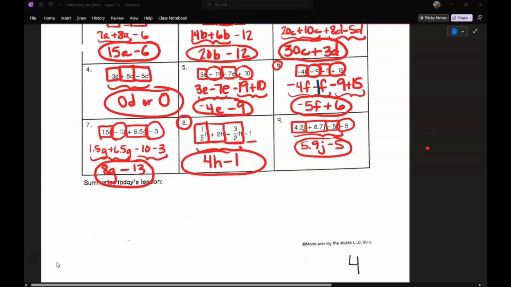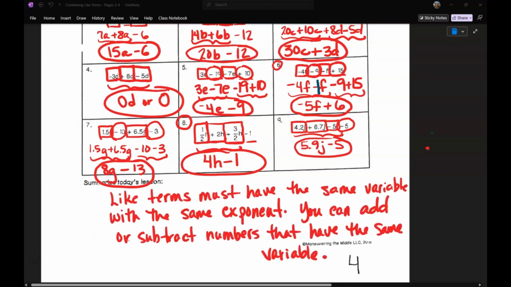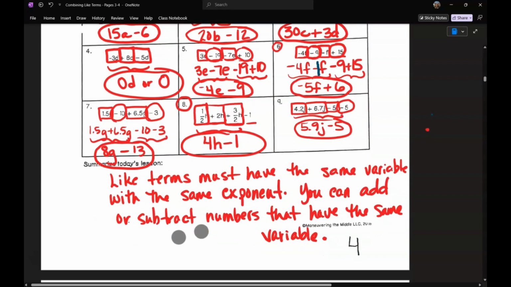All right. I want you to write a sentence summarizing the big ideas for today, and then unpause the video and compare what you wrote to what I wrote. So pause now and write me a summary. All right, check what you wrote. You should have something about like terms must have the same variable with the same exponent, and you also should have something about how you can add or subtract numbers that have the same variable. All right, that is it for the notes.